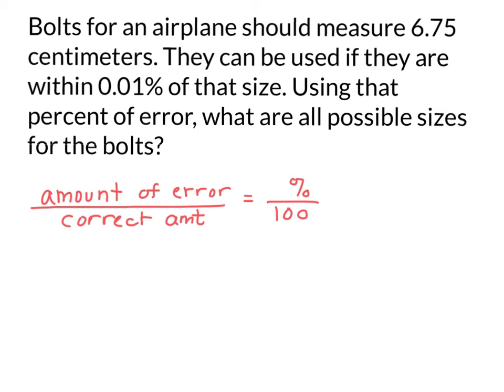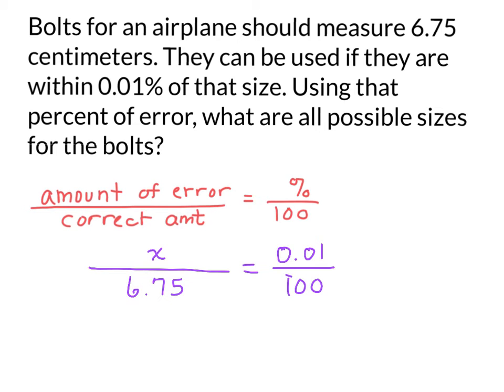So let's see. The amount of error is what we're looking for here. We're told the percent of error. The percent of error is 0.01. That percent always goes over 100, so I'm putting 100 there. The correct amount should be that 6.75 centimeters. What I'm going to find out is the amount of error that we can have on these bolts.